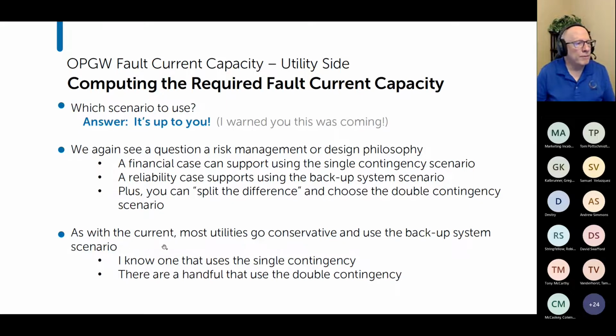As with the current, most utilities are conservative and they use the backup system scenario. I do know of one American utility that uses single contingency, and I know of a handful that use the double contingency.